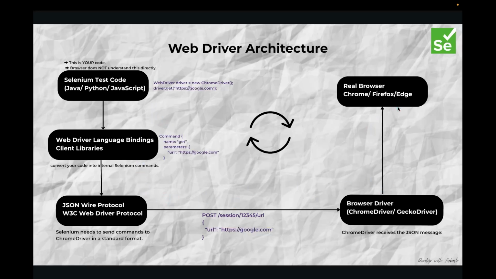One important thing that you need to understand is this particular code. How you write driver.get http://google.com, how this gets converted into a Selenium internal command, then how this gets converted into JSON, and then how this JSON is read by the browser driver and passed to the real browser. It is as simple as that. You just need to understand these simple things, and that's it. You are done. WebDriver architecture is completed.